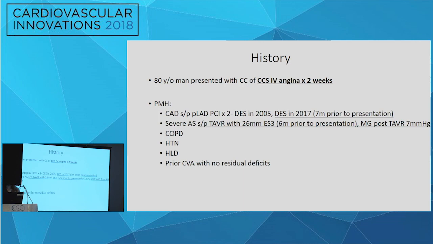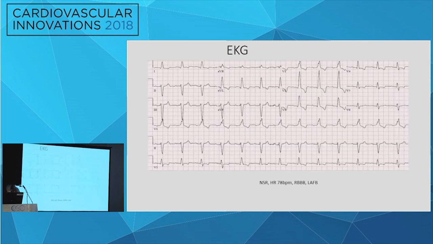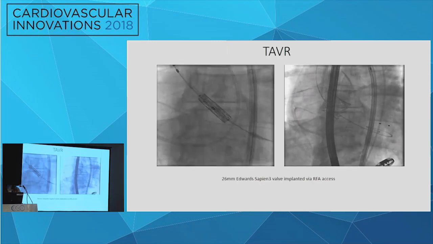And his post-TAVR gradients were 7 millimeters. COPD, hypertension, hyperlipidemia, prior CVA, and no residual deficits. So this was his presenting EKG, right bundle branch, left anterior fascicular. It was normal sinus, normal heart rate.